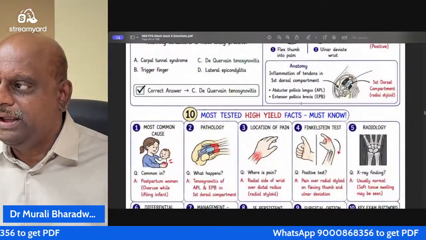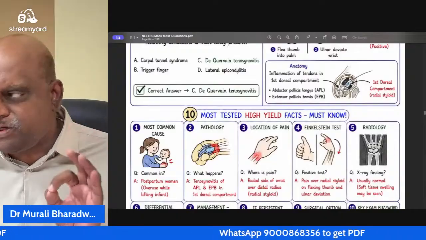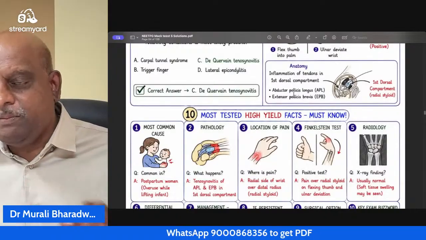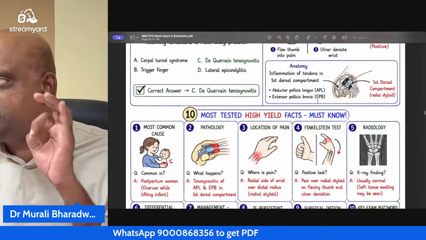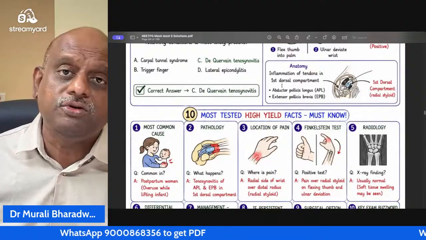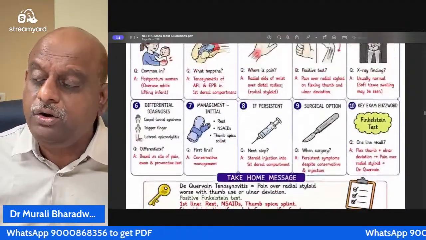So, inflammation of the tendons in the first dorsal compartment, abductor pollicis longus and extensor pollicis brevis, is the typical feature in case of De Quervain tenosynovitis.